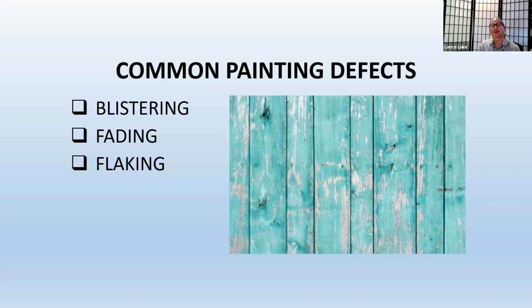Now, the painting defects could be blistering, where you look at the paint after it's done and there's blisters on it. It's bubbles and there's air inside it. There could be fading of the color, and the paint could be flaking off. And this could happen maybe 6 months, a year later, or it could happen 5 years later. Okay, so just be aware of those things.